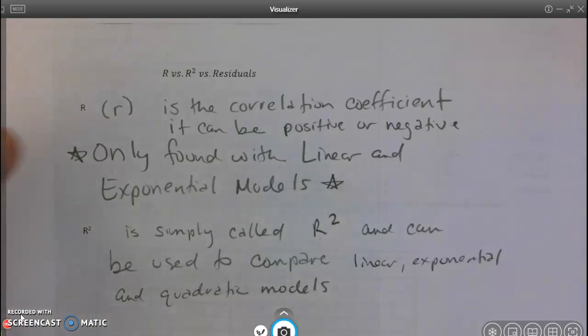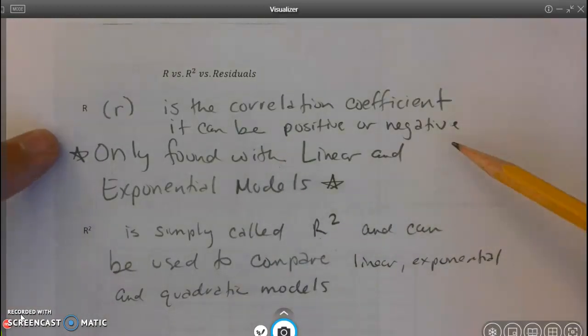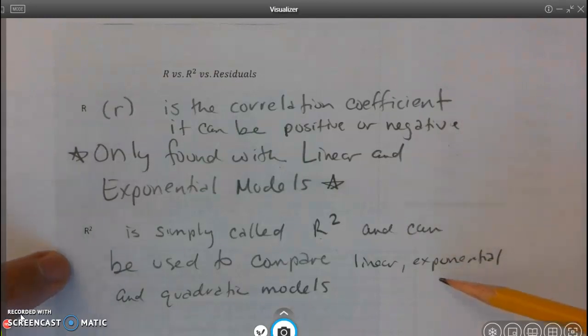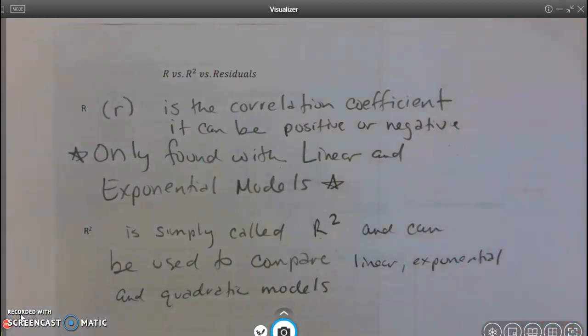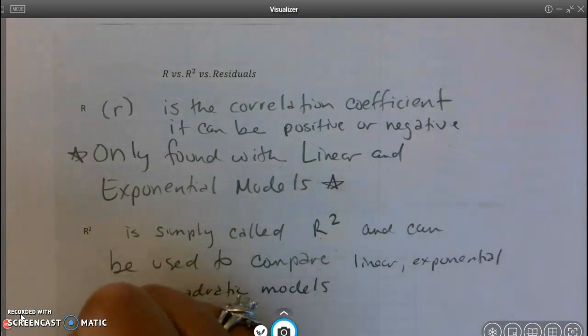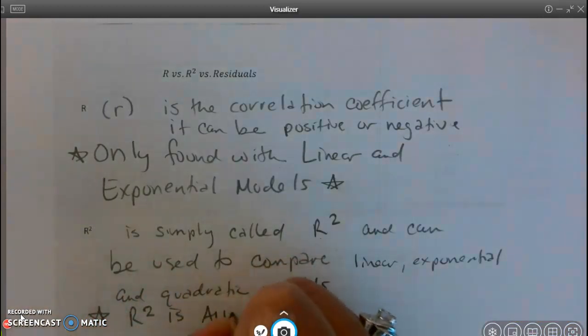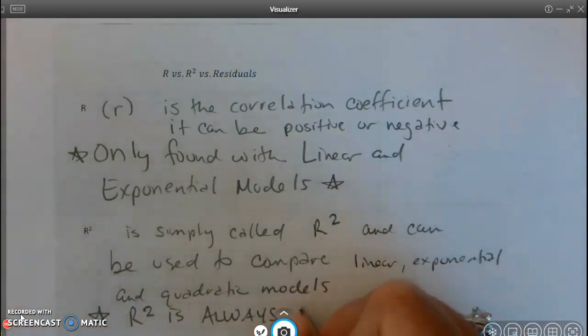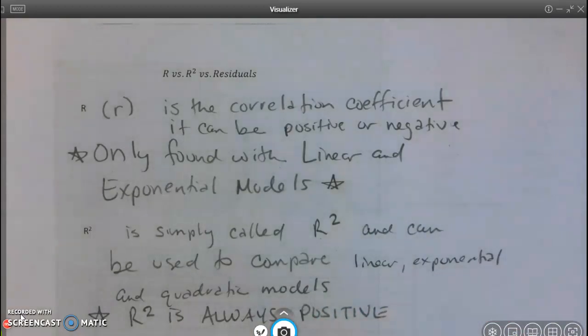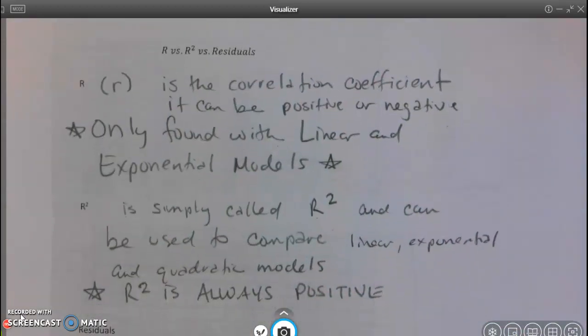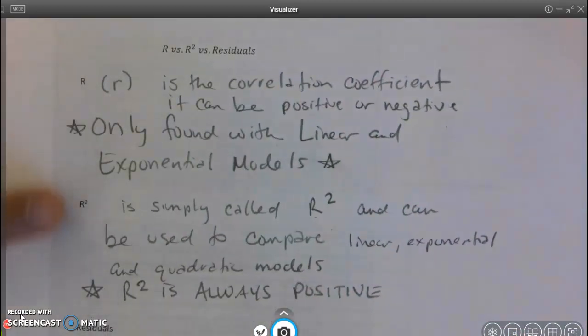They are literally taking the R value, the correlation coefficient, and squaring it. Therefore, because it's squared, it's always positive. R squared is always positive. It is not the correlation coefficient. The correlation coefficient is R. R squared is just R squared.